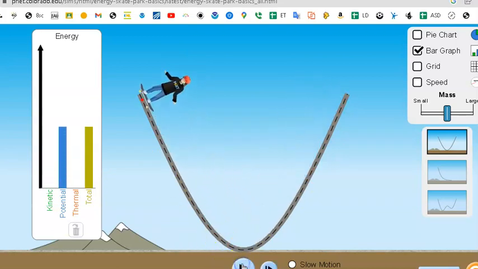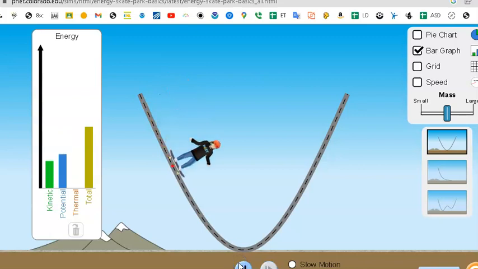Pause it. Okay. At the top, it's all potential because they're nice and high above the ground. As they skate down and get faster, the potential is going to go down, but the kinetic energy, the energy of their motion, is going to go up. But you notice that they just kind of trade places, but the total energy stays the same.